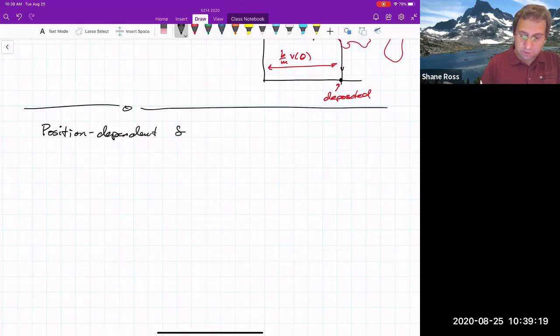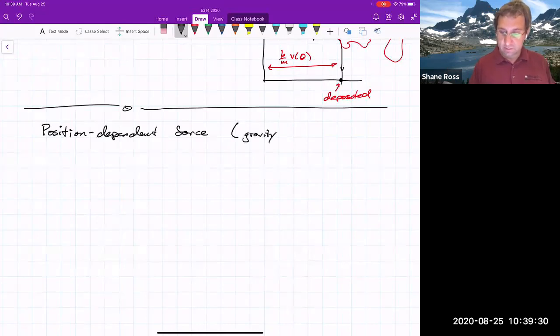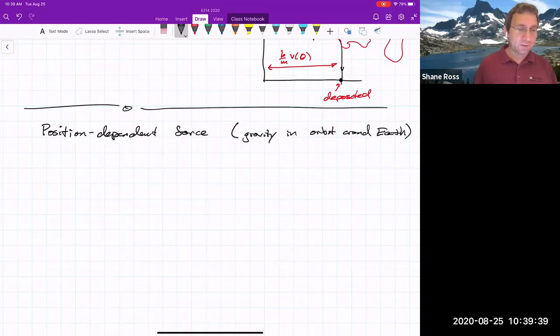Position dependent force. What's an example of a position dependent force? Well, like gravity in orbit around the Earth. We don't have to be as exotic. We see this all the time. This is like vibrational motion, the motion of a spring.